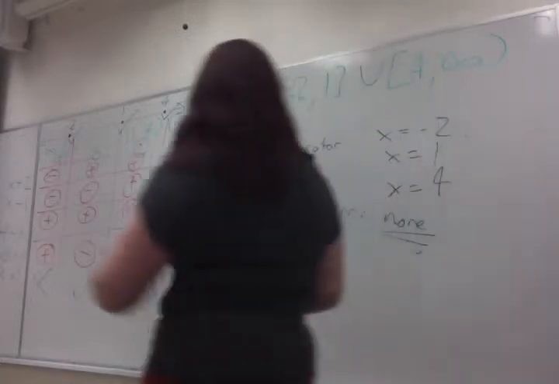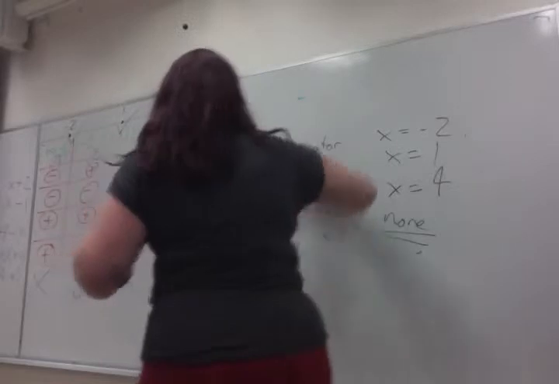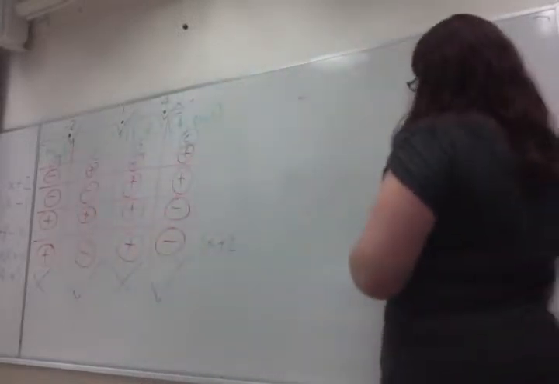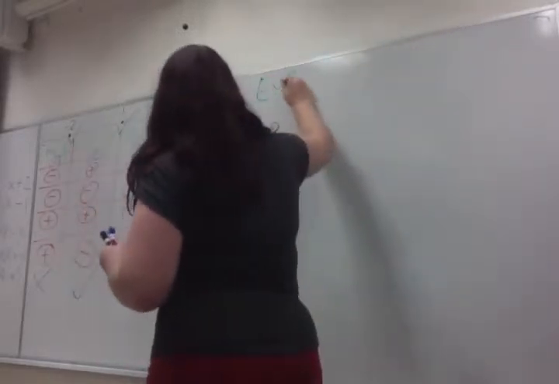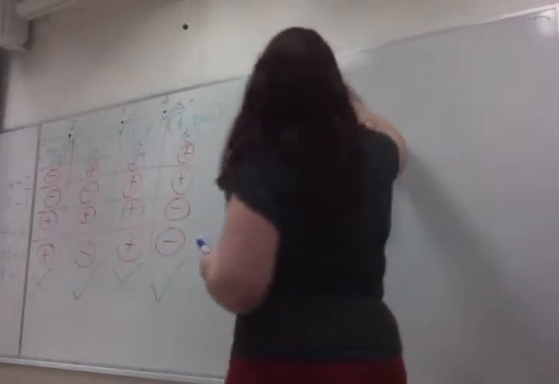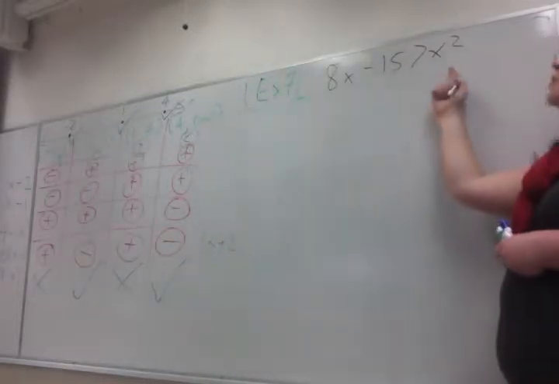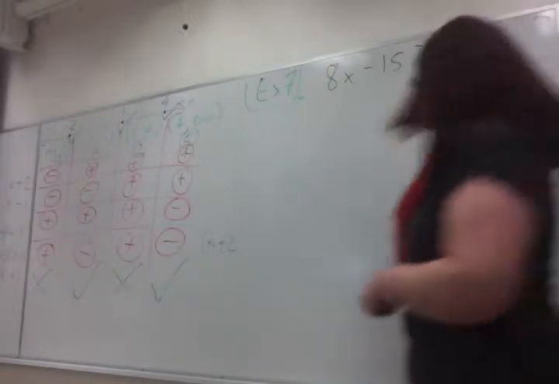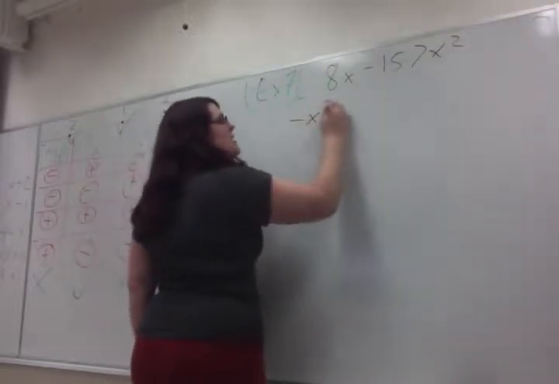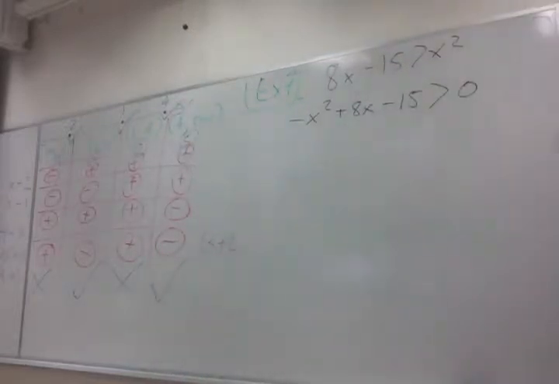So here, in example 7, which I will start here, we start with 8x minus 15 is bigger than x squared. So the key thing is we want a 0 over here, which means we're going to subtract x squared from both sides. We get minus x squared plus 8x minus 15 is bigger than 0. So now we have a 0 on the right-hand side. Now we can start factoring.